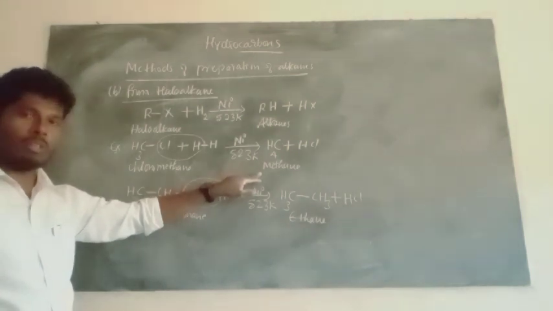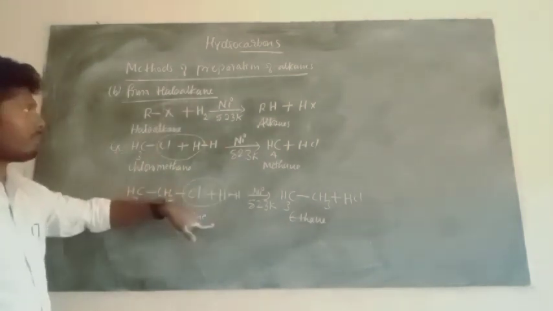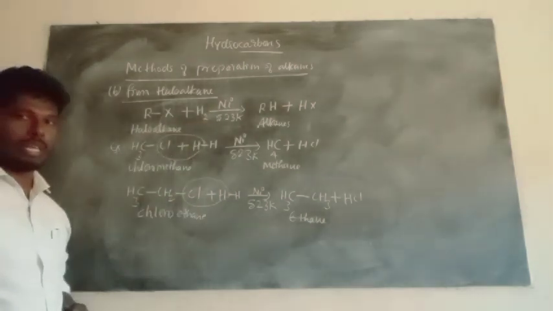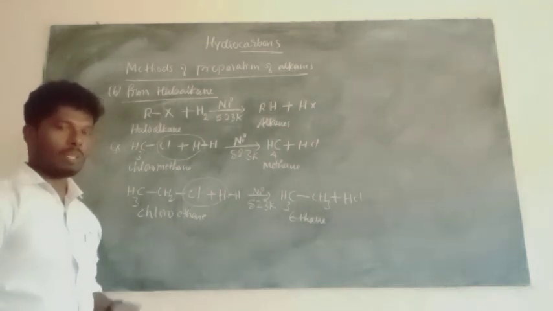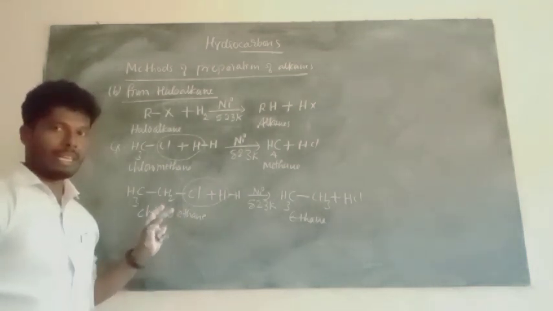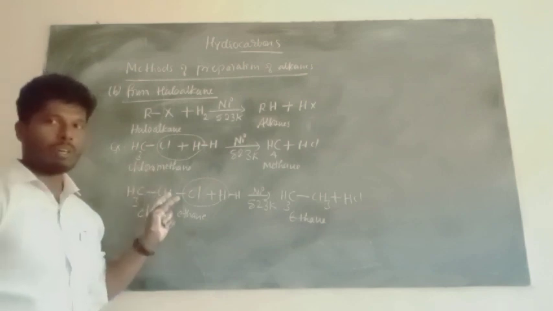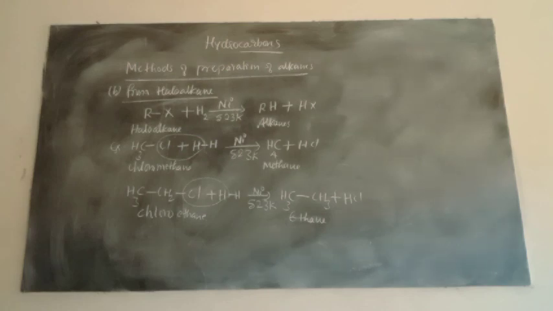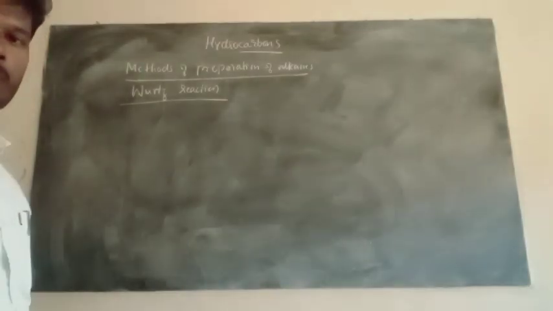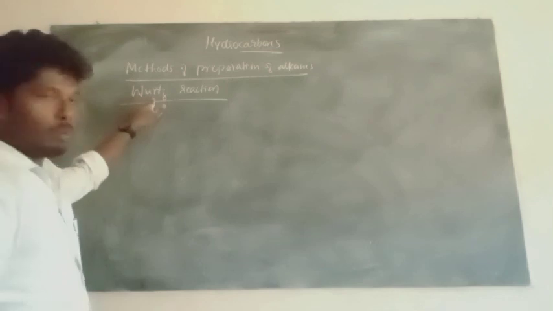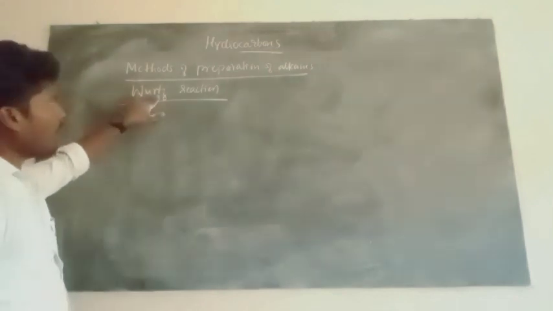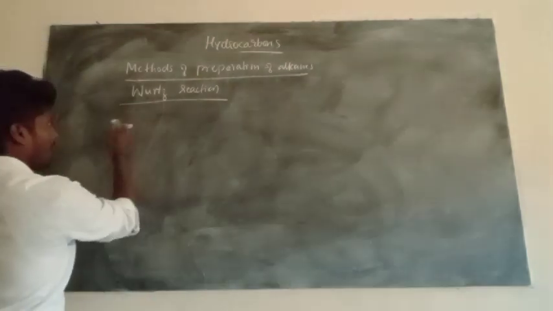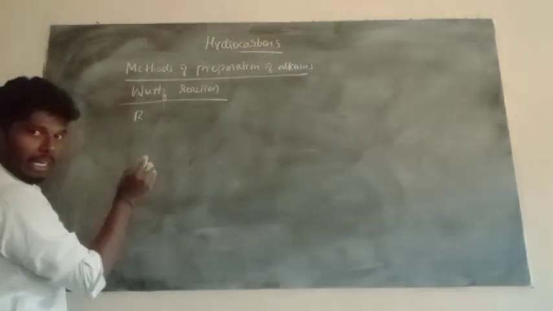So just observe the difference between this reaction, that is from hydrogen with nickel, and one more reaction, that is Wurtz reaction. Now we will discuss. Okay, I thought you understood. So now take the next method from haloalkanes that we call Wurtz reaction. Now take Wurtz reaction, W-U-R-T-Z, that we call Wurtz reaction. Okay, so that is haloalkanes, the general reaction we are going to write.